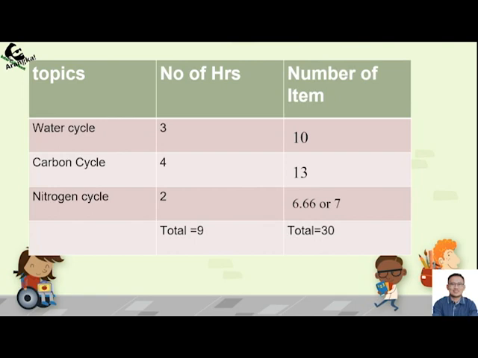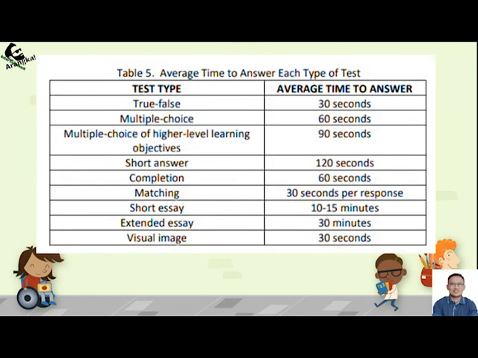Right? So, let's proceed. In talking about test construction, the length of time, the type of test, and the type of item used are also factors considered in determining the number of items to be constructed in a test. According to Gabuyo 2012, he presented an estimated average time to answer a specific type of test. So this is it.